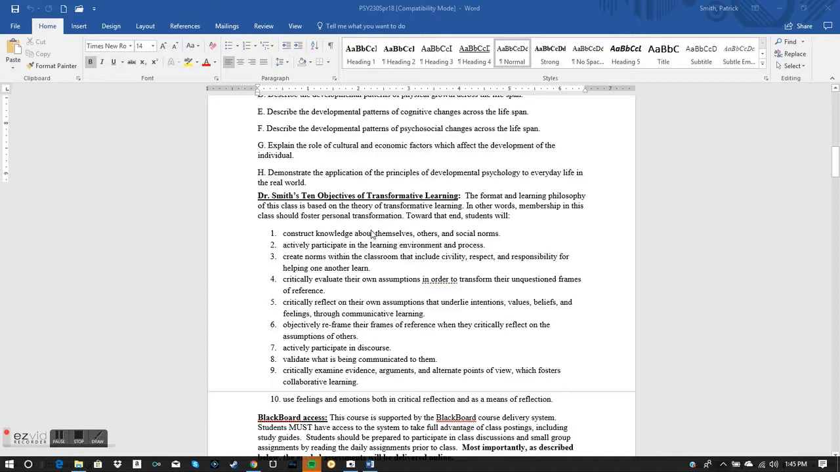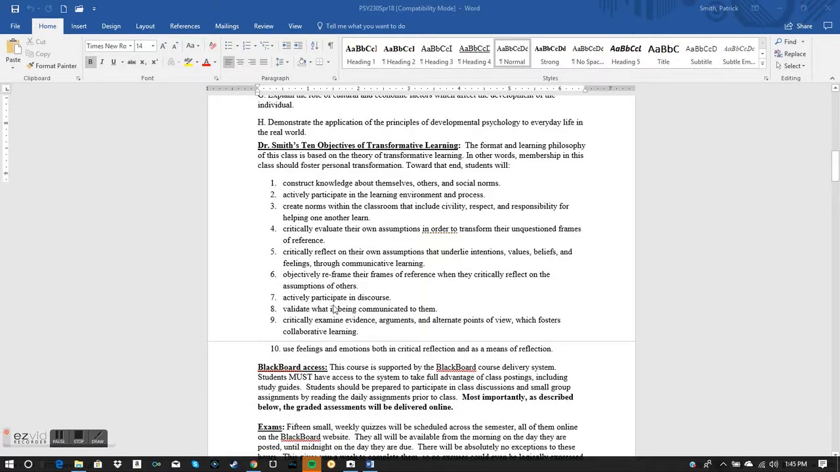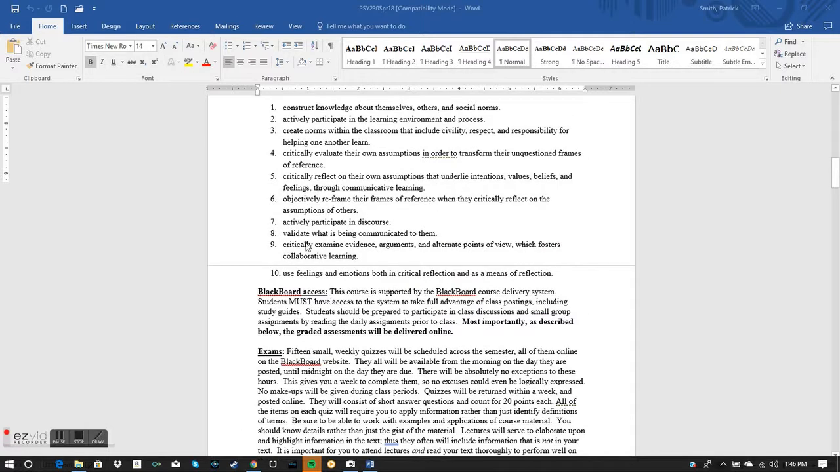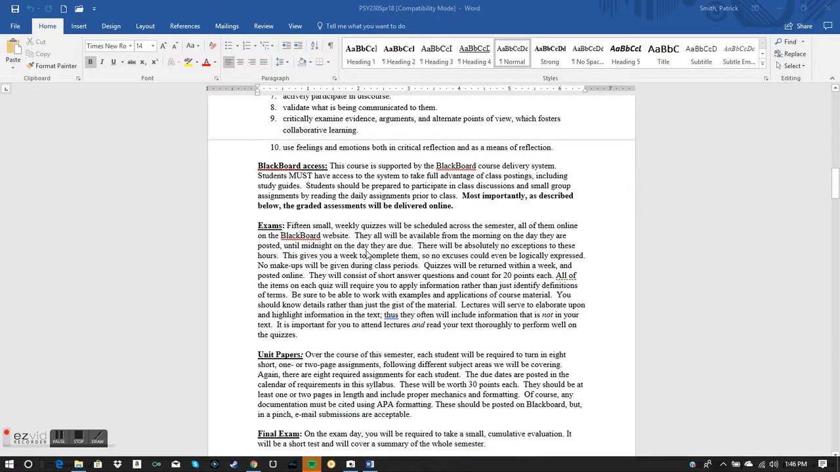And here you have objectives of transformative learning, which is really my teaching philosophy. And as you can see, we're really focusing on personal development in this class. Not just personal development, but development of our interactive skills, being able to work with other people. And I think that's what developmental psychology is all about. Learning about other people, learning how to interact with them, learning to take things that other people say, whether or not we agree with them or not, and interact with them, participate in discourse like this is, and to critically examine the way we feel about things and the way other people feel about things.